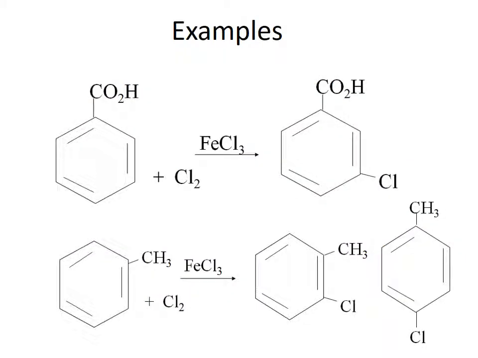Here are some examples. This is benzoic acid. It's got a double bond to an oxygen here, so it is a meta-directing deactivator. The chlorine substitution reaction here goes slower than on the naked benzene ring, and the chlorine is directed to the meta position. Here we have an alkyl group. Alkyl groups are ortho-para activators, so this goes faster than a naked benzene ring. And what do we get? A chlorine in either the ortho position or the para position.